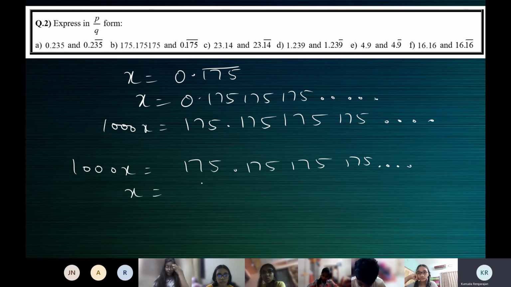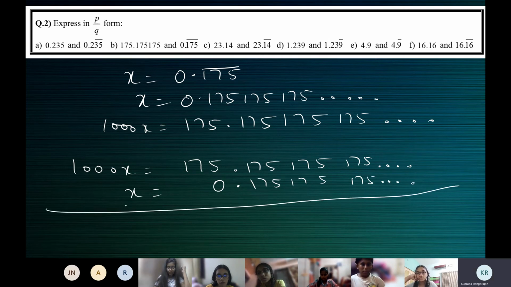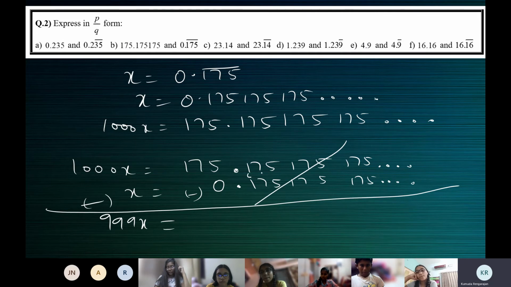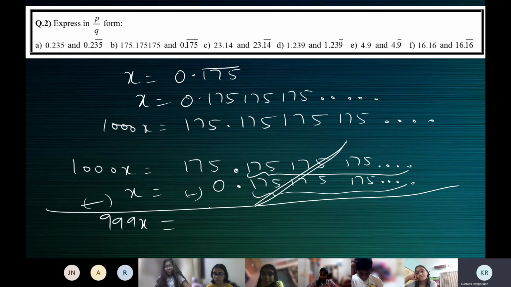Write it carefully. So here, when you subtract, what happens? 999x, ma'am. 999x is equal to, after the decimal point, this will just get cancelled because we have the same thing after the decimal point. 175 minus 0 is 175. So x is equal to 175 by 999.